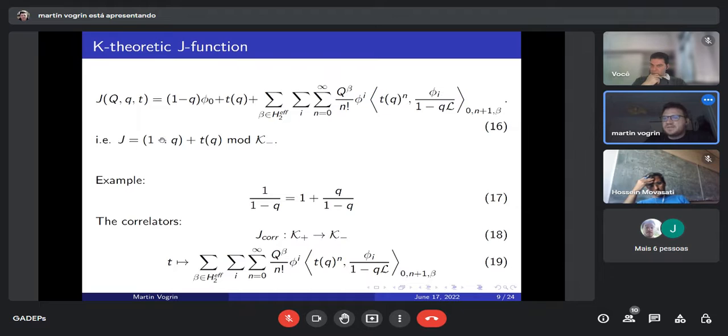This is what I just said. So J is 1 minus Q plus the input modulo K minus, so modulo the rational function. For example, if we take 1 over 1 minus Q, we can split this. We just add Q here and subtract Q, and we get 1 plus Q over 1 minus Q. This would be in K plus, and the rest would be in K minus. So with this splitting, we can view the correlator part as a map taking T, the input, because the input also appears here in the correlators, to compute all the correlators. So that's a map from curly K plus to curly K minus.